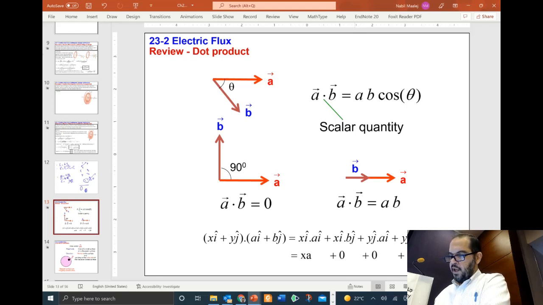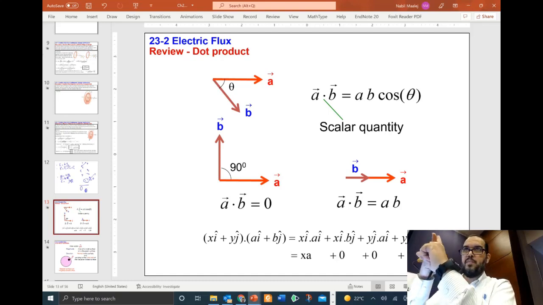So if vectors A and B are perpendicular to each other, theta is 90 degrees, cosine 90 is 0. So in that case, A dot B is equal to 0. This is actually a way of determining if two vectors are perpendicular to each other. You do the dot product. If the dot product is 0, then you know the vectors are perpendicular, or vice versa.